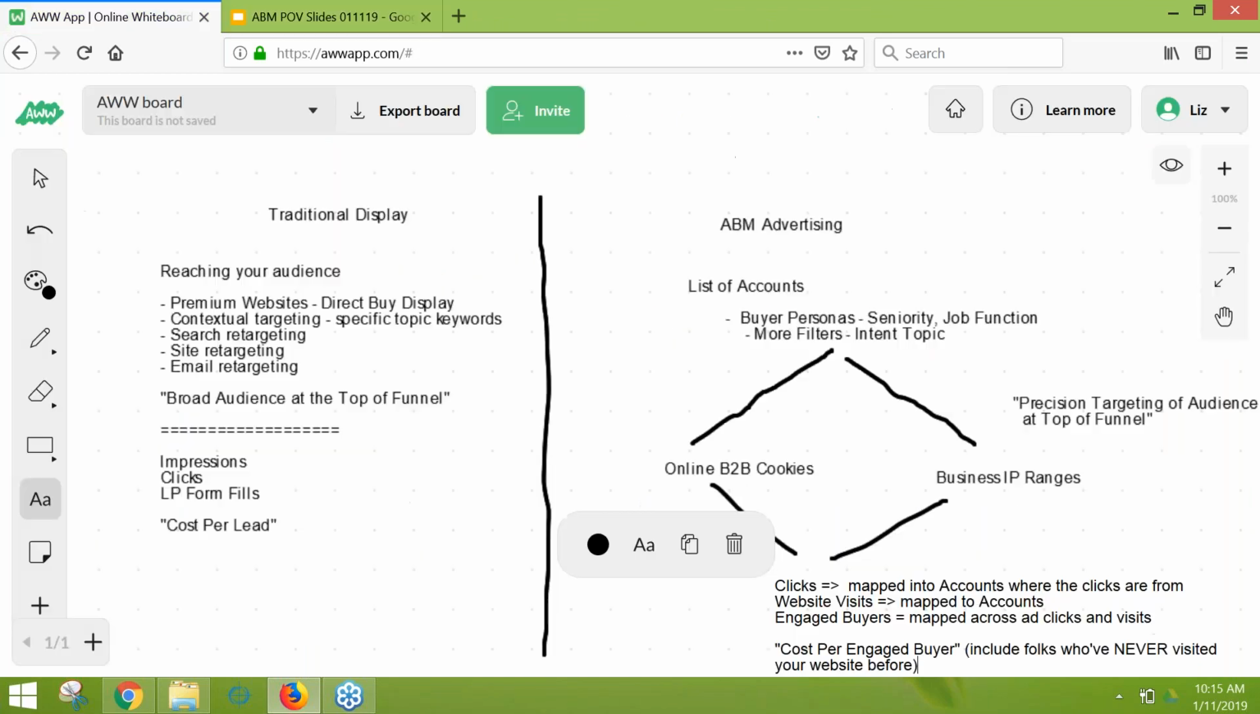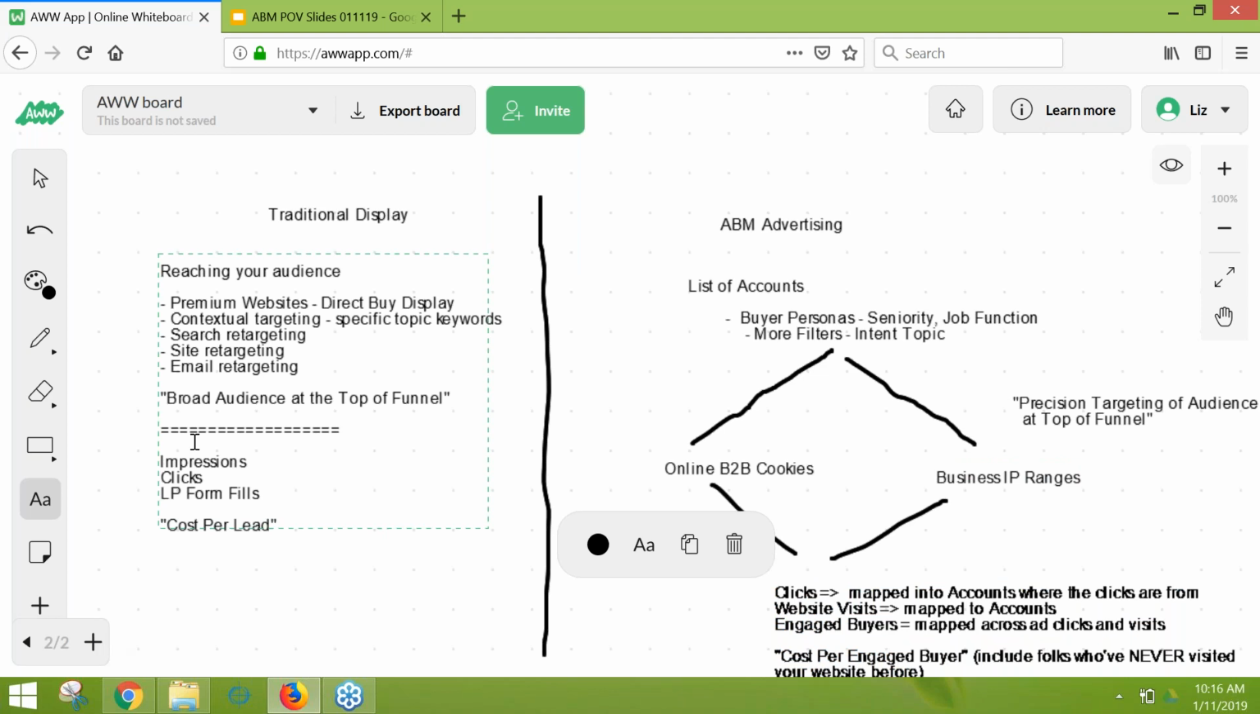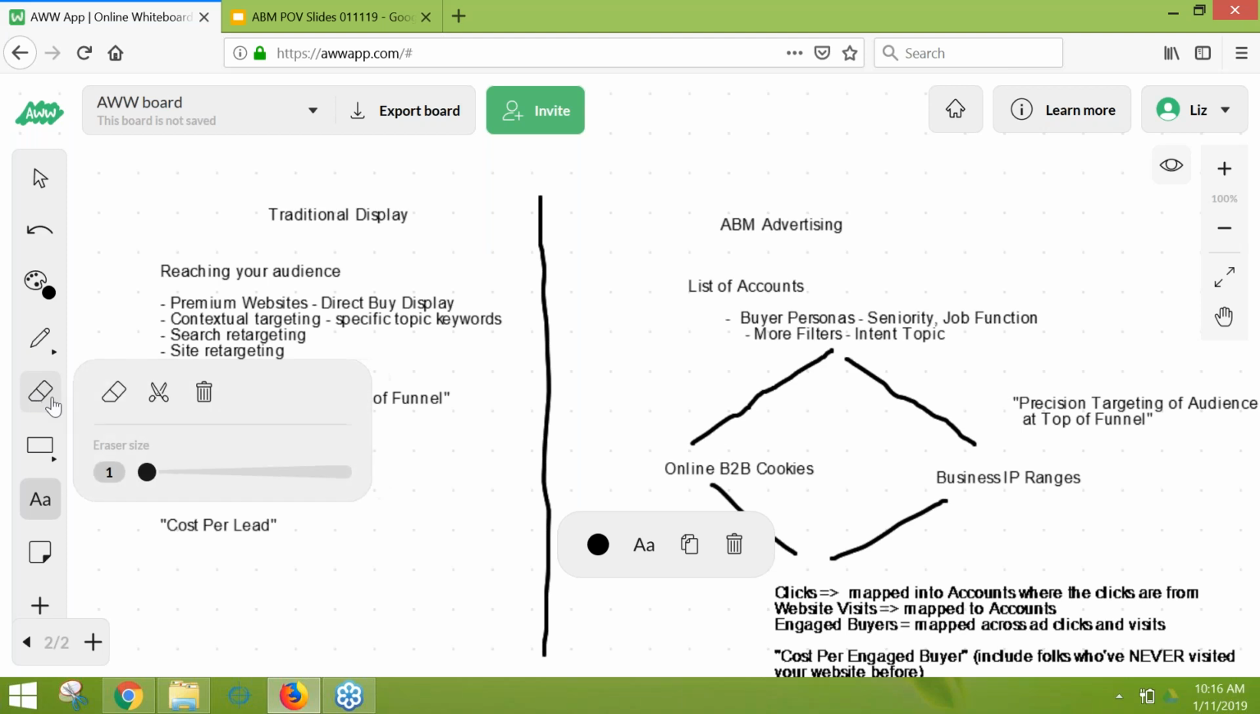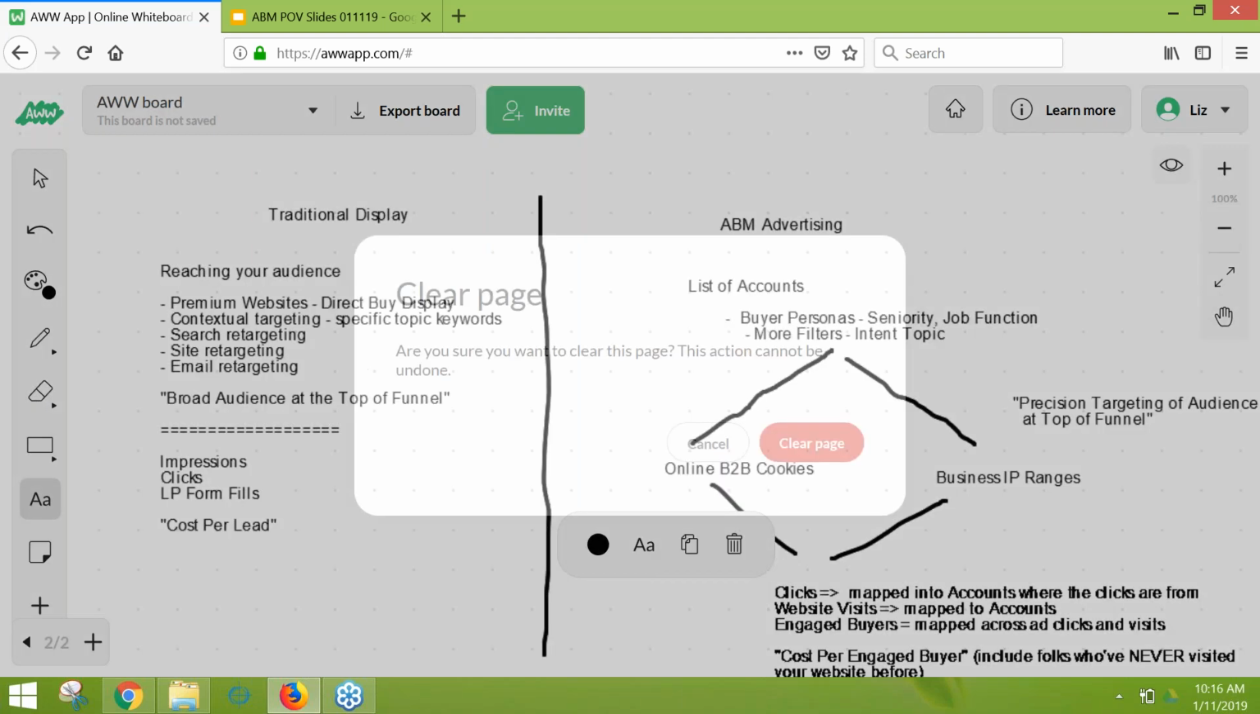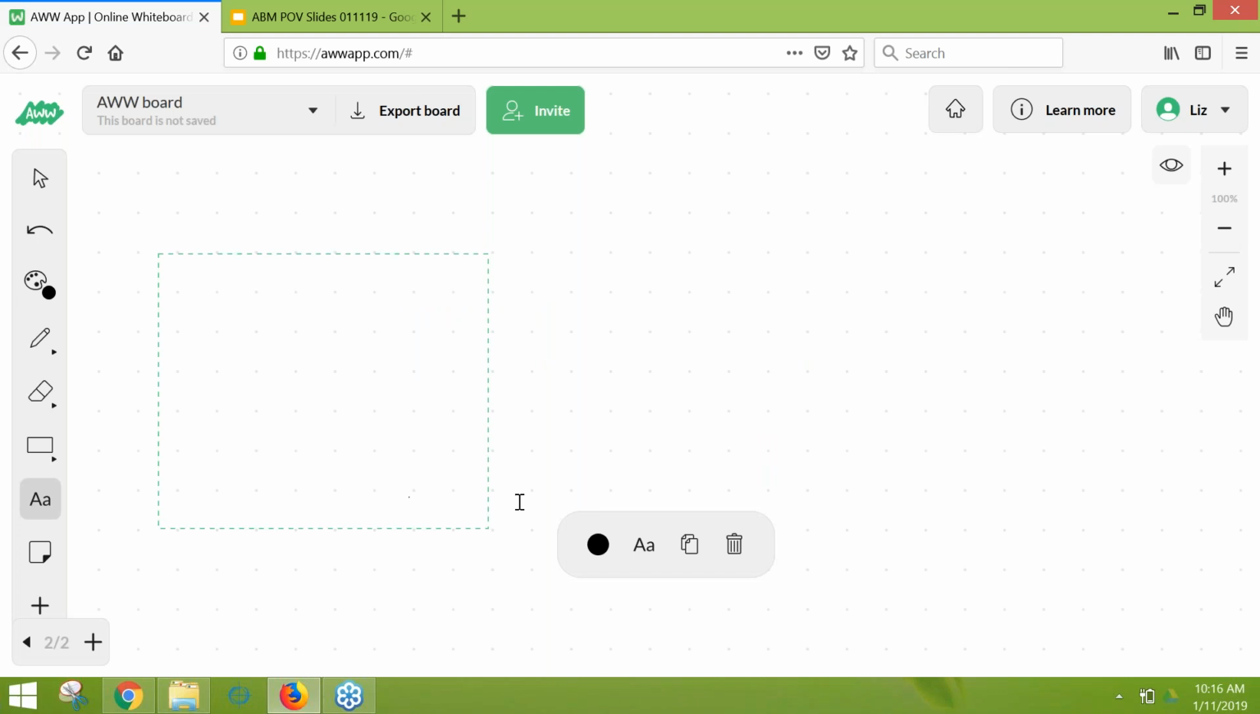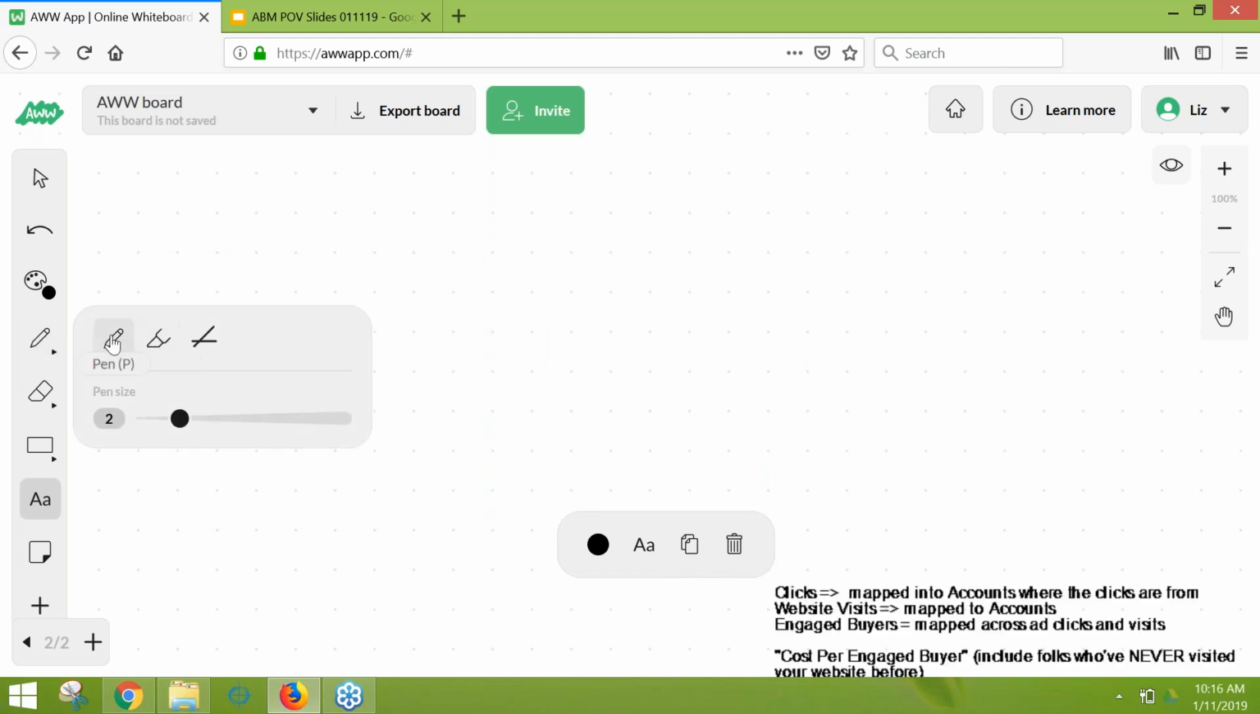So here's what I would do. Now that we've got this mapped out, at least contrast at a high level traditional versus ABM advertising type of display. Let me clear the screen here, and then let's look at how to think about this. What I would do is the same thing like we did earlier: just draw up a quick line here.